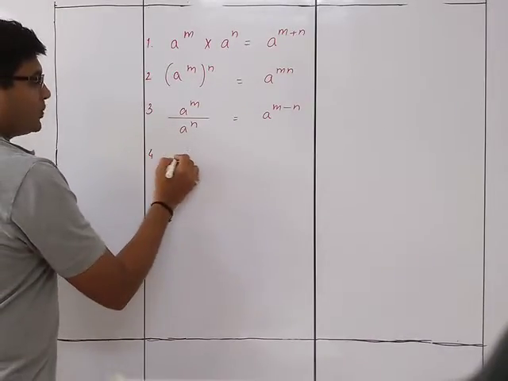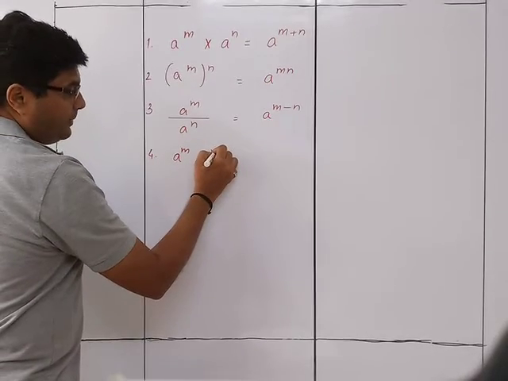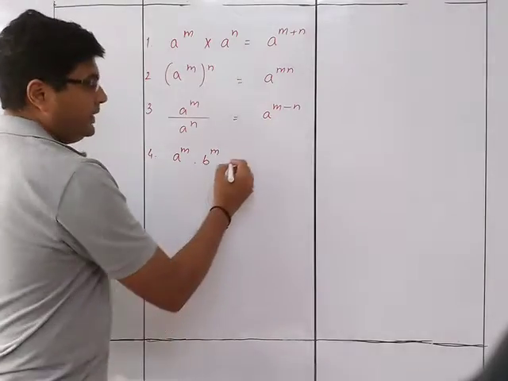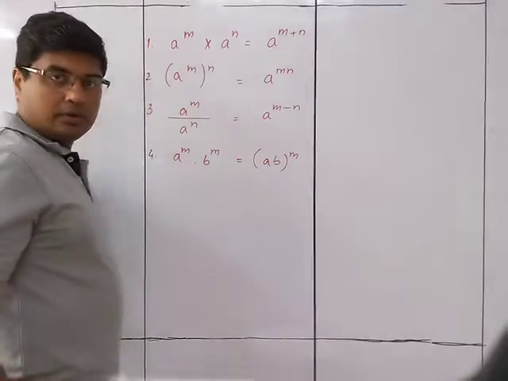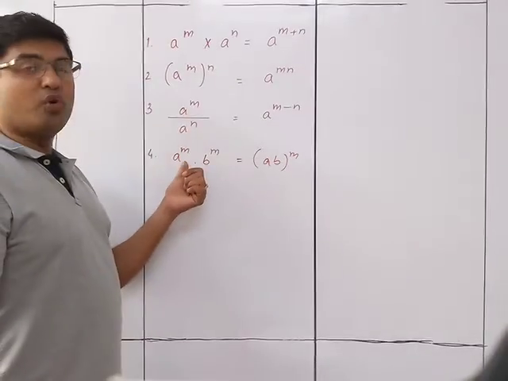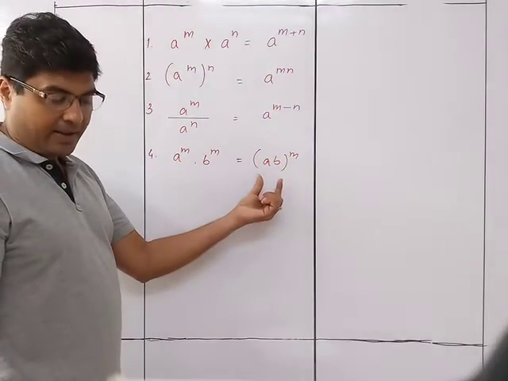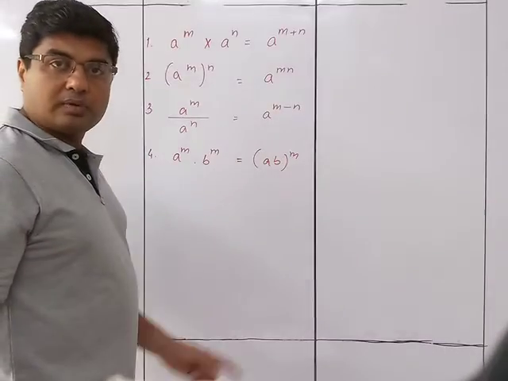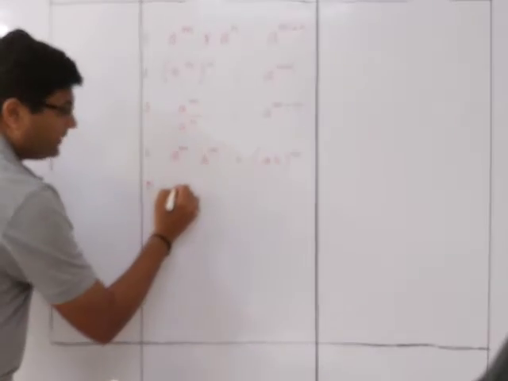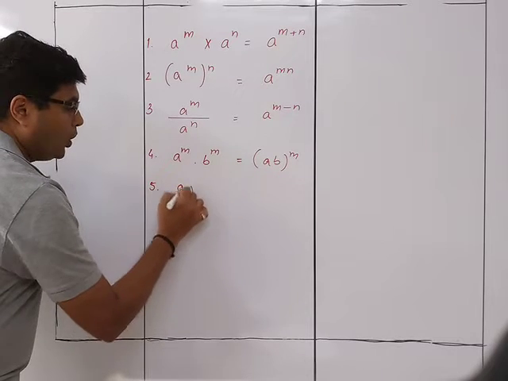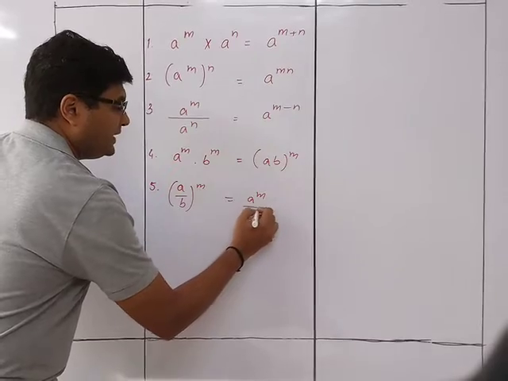The next one, the fourth one, is a raised to m into b raised to m. If both the indices are the same, it is the same as ab whole raised to m. If the index of both the numbers when they are multiplied is the same, I can take the whole thing in a bracket and then I can club the index together. Same thing can also happen in case of division: a upon b whole raised to m is nothing but a raised to m upon b raised to m.